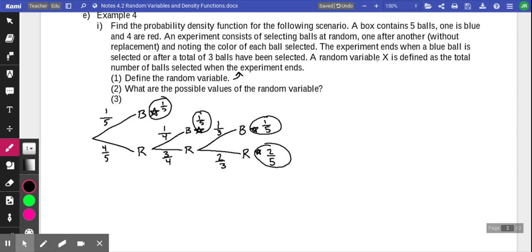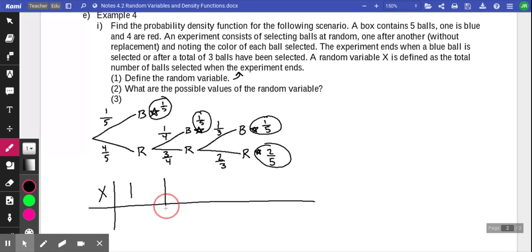The random variable is defined as the number of balls selected when the experiment ends. So the experiment ended here. There was 1 ball that was selected. It was blue. I don't care about the fact that it was blue. What I care about is the total number of balls. So my random variable x is representing how many, and 1 is going to be the least amount of balls that could be drawn in order to end the experiment.